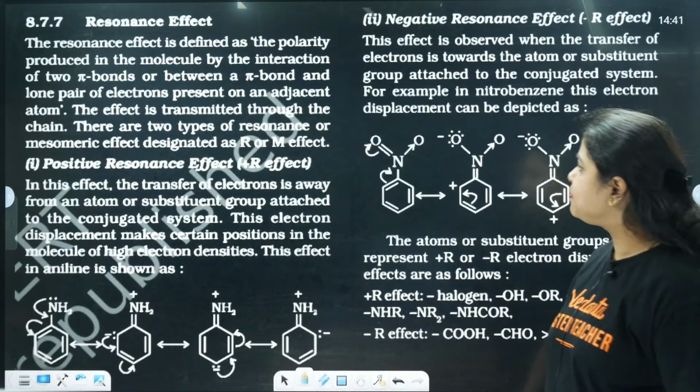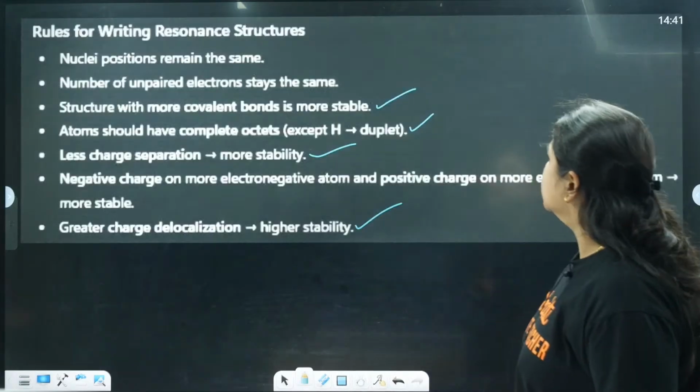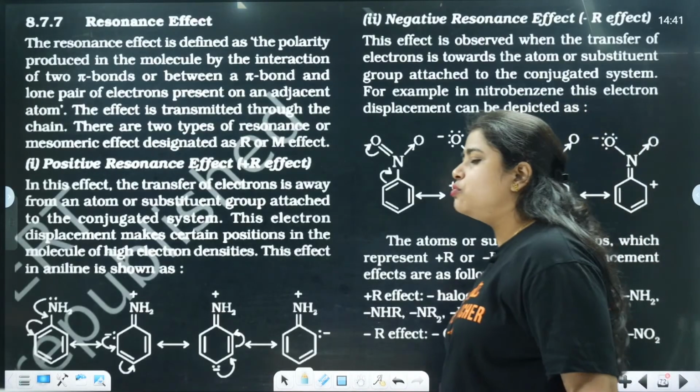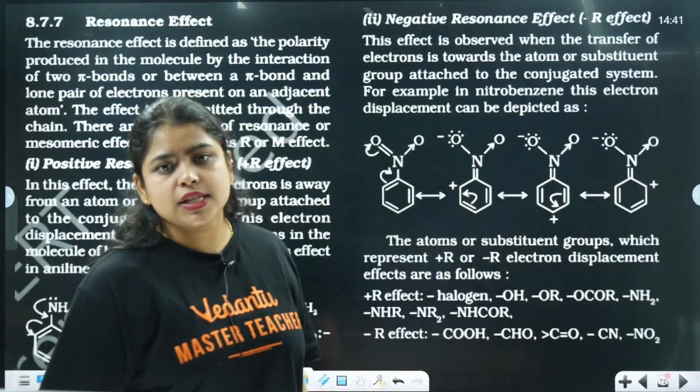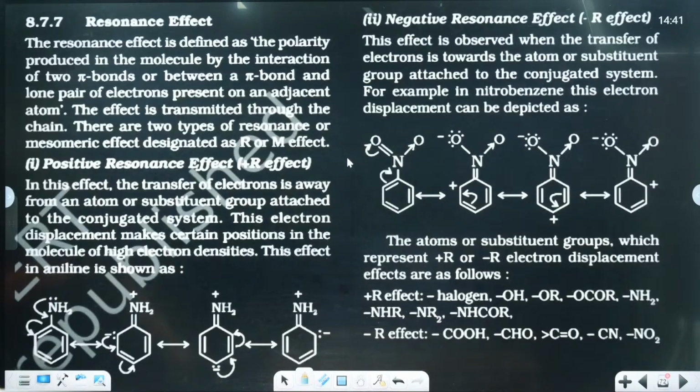Resonance effect. Okay, now in the resonance effect we have almost two types of resonance effect. Which are these two types? The first one is the positive resonance effect, that is the plus R effect, and the negative resonance effect, which has a negative sign. Clear? Understood? So let's learn in detail about the positive and the negative.